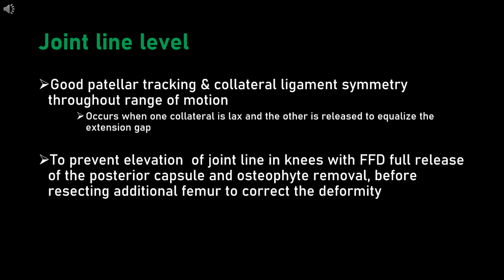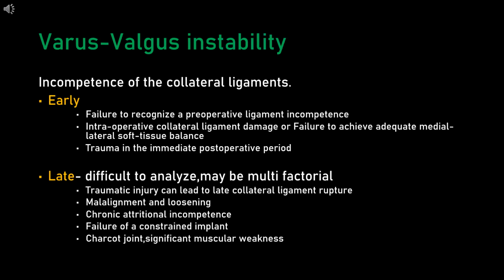Joint line level. Good patellar tracking and collateral ligament symmetry throughout the range of motion is very important. To prevent elevation of the joint line in knees with a fixed flexion deformity, full release of the posterior capsule and osteophyte removal before resecting additional femur to correct the deformity is necessary. Valgus instability.